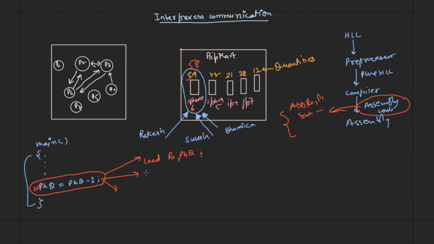Then you are going to do add R0, comma, hash 1, that immediate value, and then you are going to do store phq, comma, the value of R0. So generally every instruction like this, these kinds of instructions are broken into 3 steps.